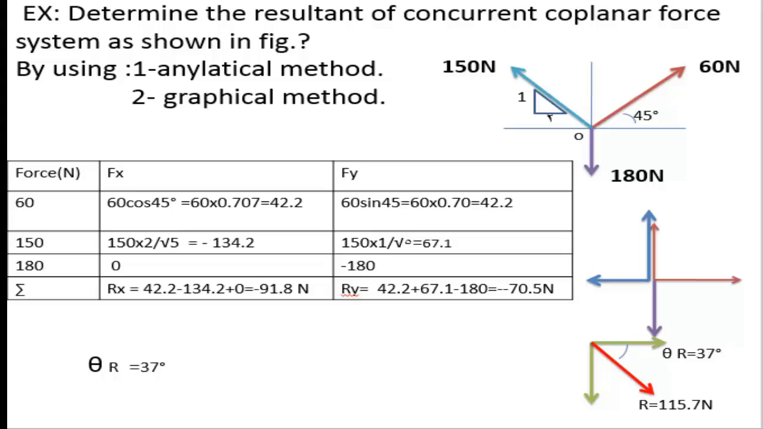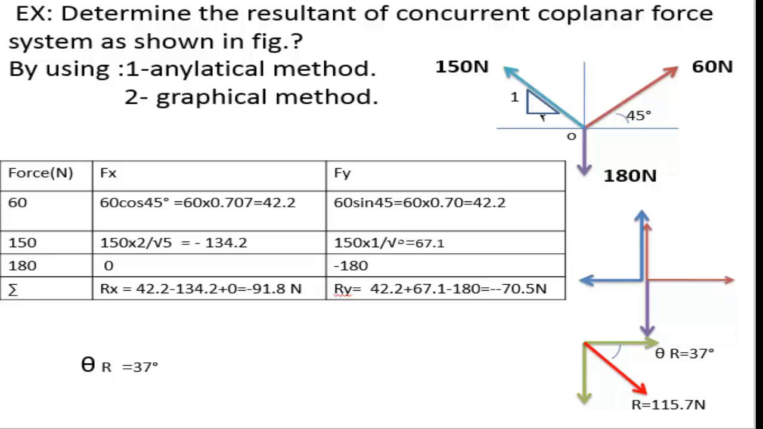And the summation of Fx for these forces, Rx, will be equal to 42.2 minus 134.2 plus 0, and it will be equal to minus 91.80 Newton. And Ry for these forces will be equal to 24.2 plus 67.1 minus 180, and then it will be equal to minus 70.5 Newton.